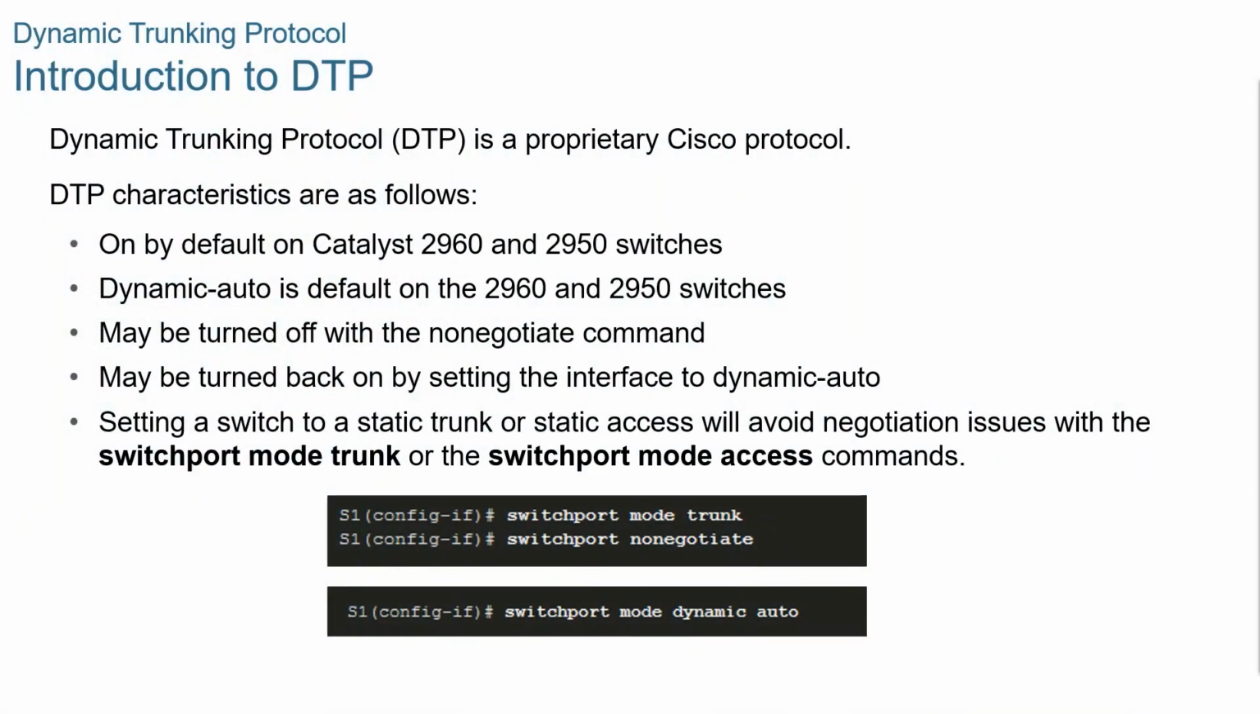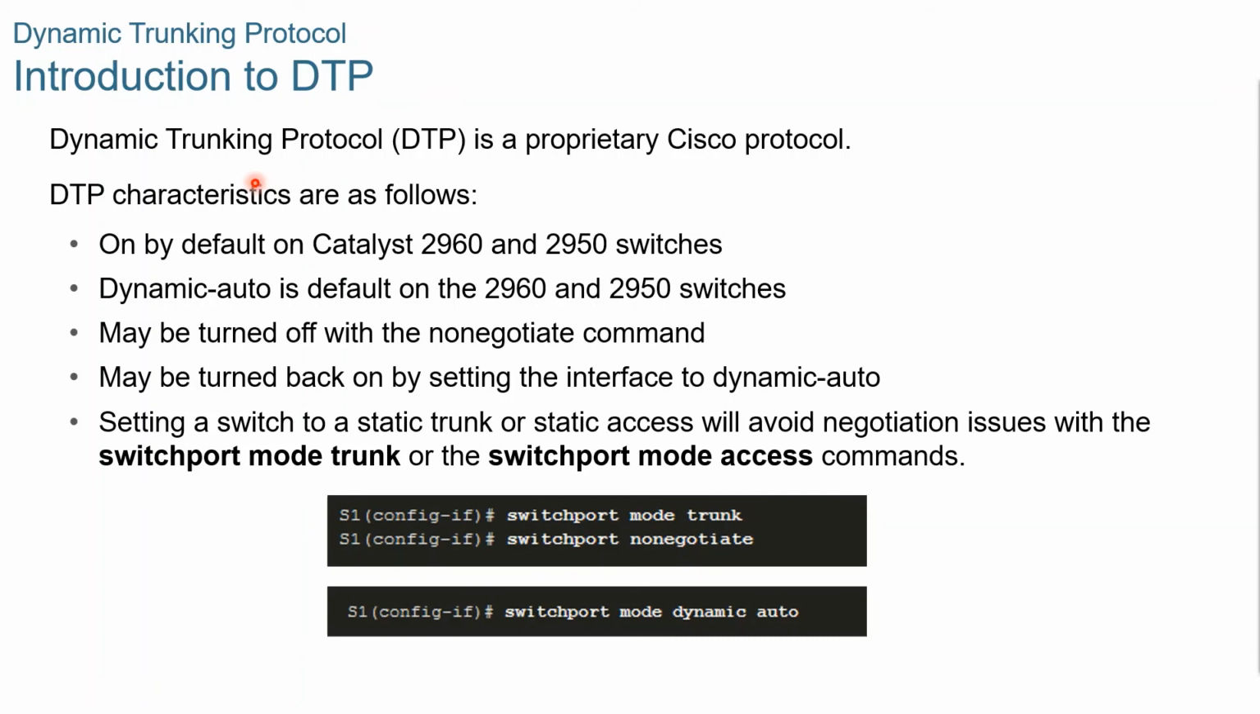In this section, we will be talking about Dynamic Trunking Protocol, or DTP. Let's have an introduction first about DTP. Some Cisco switches have a proprietary protocol that lets them negotiate trunking with a neighboring device. This protocol is called the Dynamic Trunking Protocol, or DTP. DTP can speed up the configuration process for a network administrator.